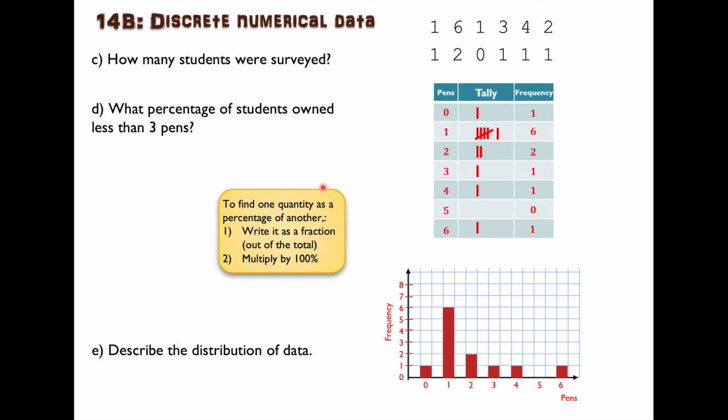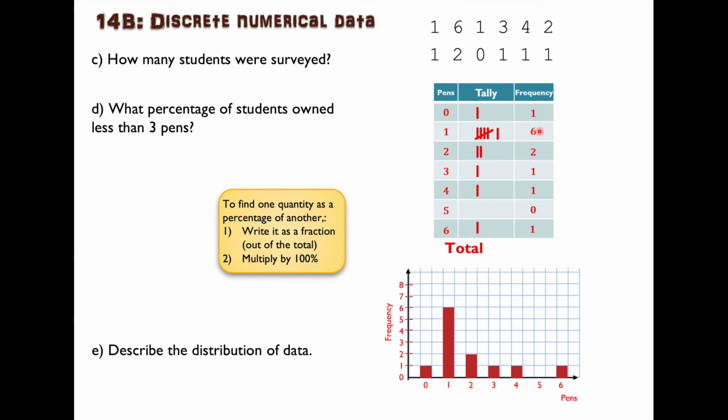Now, let's look at a few more questions that are interesting to analyse about discrete numerical data. First of all, this one is probably one of the most important. Maybe it should have been the first, which is how many students were surveyed. There are a few ways to do this. One way is if you have a frequency table to add a total row. In the total row, you'll just add up the number of frequencies. You'll find the sum of these things.